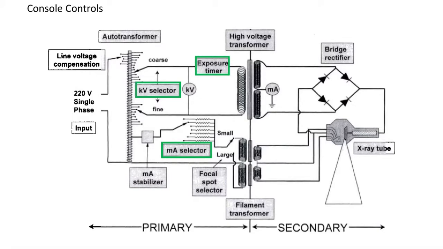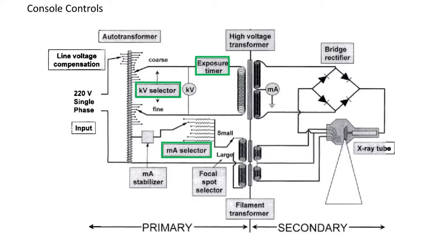And moreover, the technician has at their disposal what is known as an MA selector. Of course, MA is the milliamps. This is where we select our tube current. Once this is selected, this will dictate how many electrons are emitted toward our target. That is all selected on this device. It's part of the console.